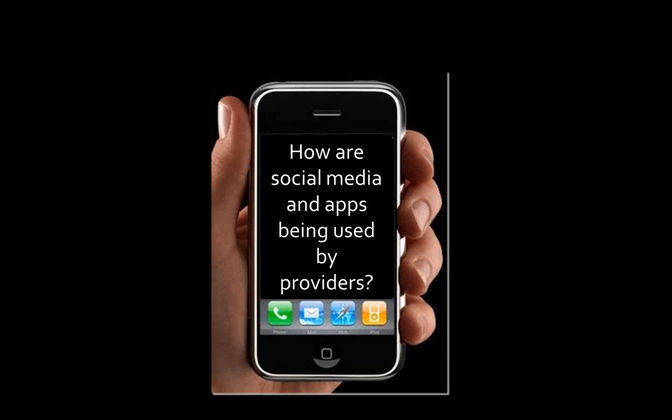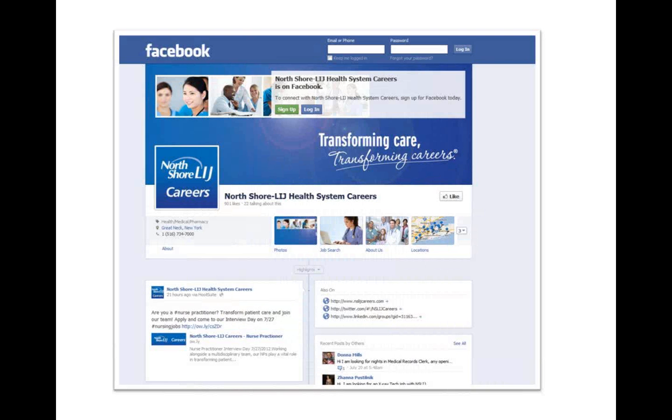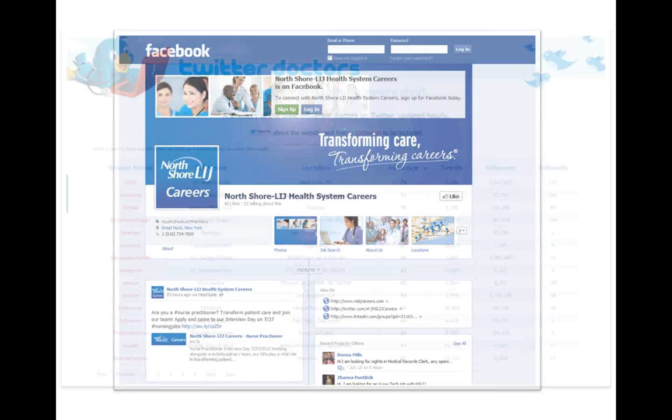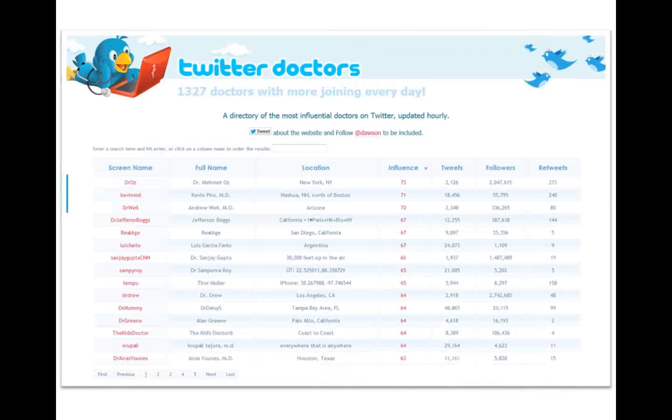So, how are social media and apps being used by healthcare providers? Healthcare providers are faced with a rapidly changing relationship to social media and mobile technologies. On one hand, for hospitals, having an interactive social media presence is almost an expected way to communicate with the public and their patients. And some providers are using the opportunities provided by Web 2.0 to establish themselves as experts in their field and to embrace the interactive components of social media.